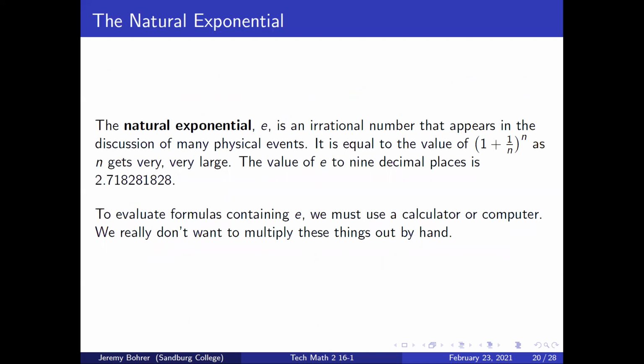The natural exponential, E, is an irrational number that appears in the discussion of many physical events. It is equal to the value of (1 plus 1 over n) raised to the n power as n gets very, very large. The value of E to 9 decimal places is 2.718281828. To evaluate formulas containing E, we must use a calculator or computer. We really don't want to multiply these things out by hand.